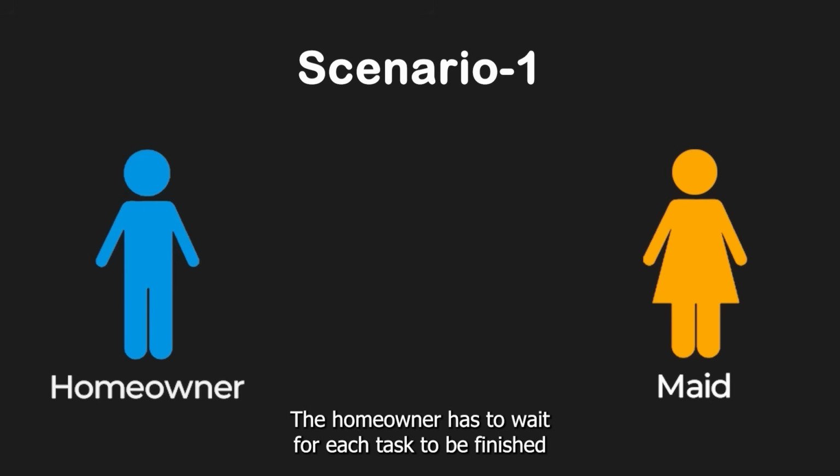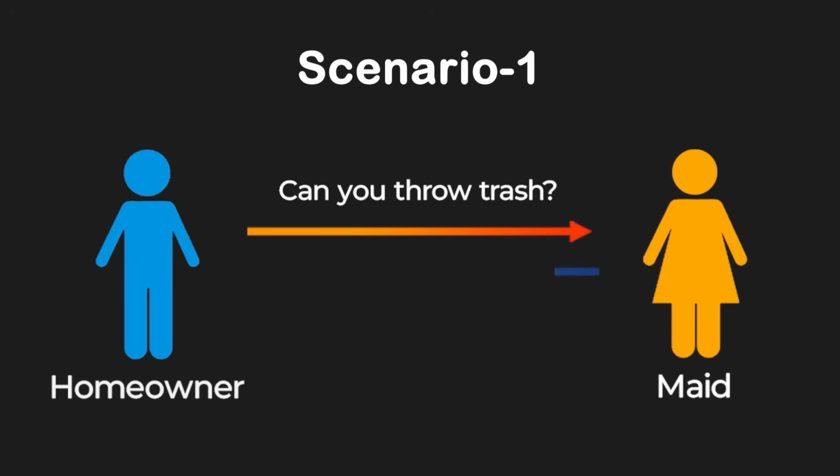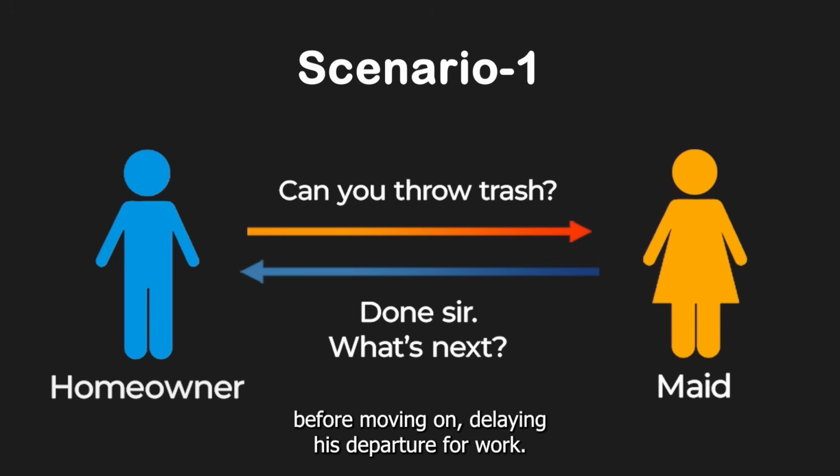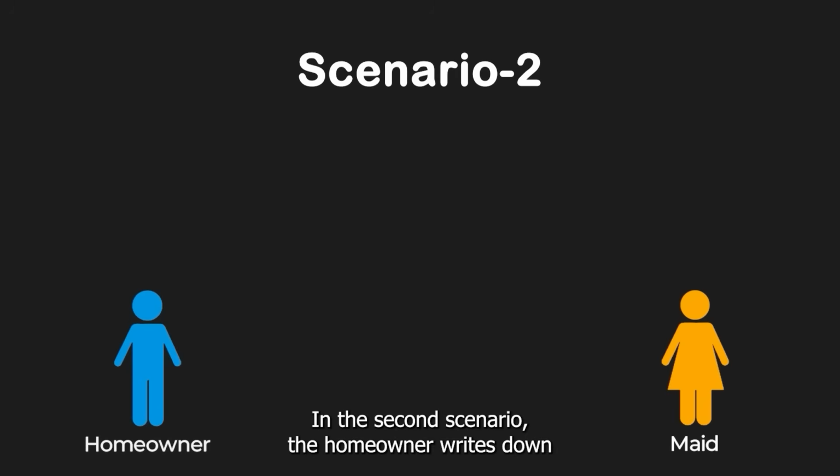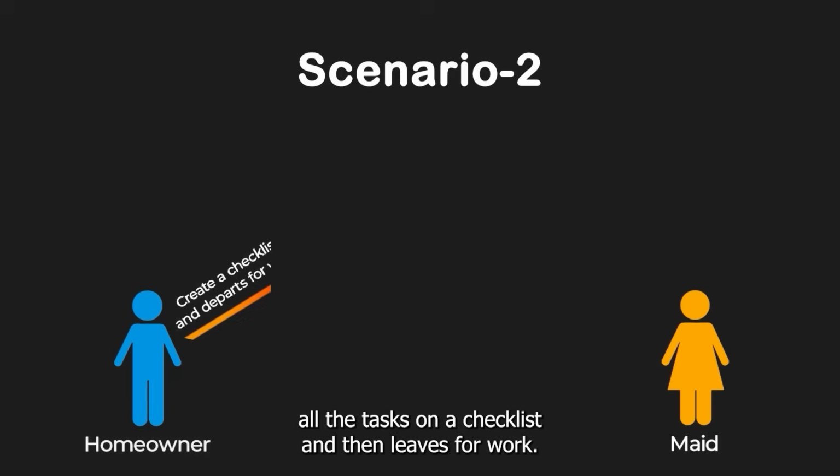The homeowner has to wait for each task to be finished before moving on, delaying his departure for work. Scenario 2, use a checklist. In the second scenario, the homeowner writes down all the tasks on a checklist and then leaves for work.